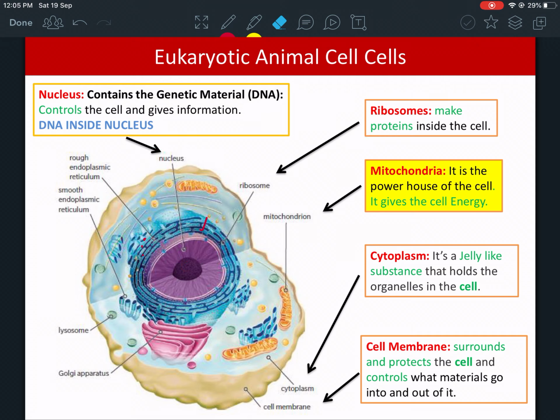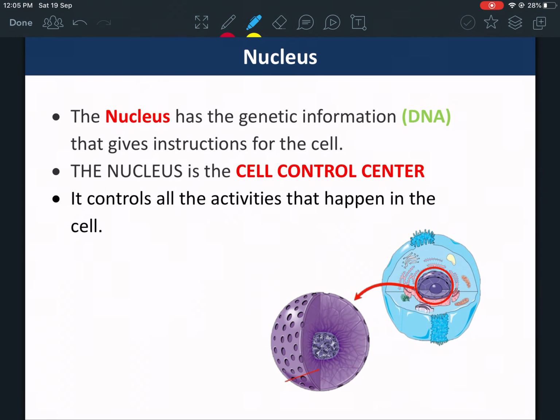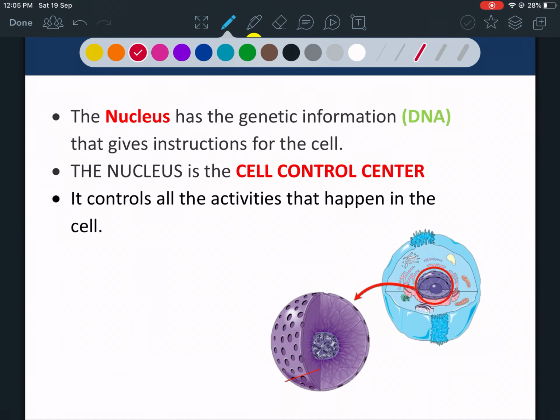Okay, I should have put that also. I'm going to change the PowerPoint. This also should have been in yellow because the nucleus is not inside the prokaryotic cell. All right, now we already know what a nucleus is. It's in the center. It has the genetic material, and it's only in eukaryotic cells. Okay, next.